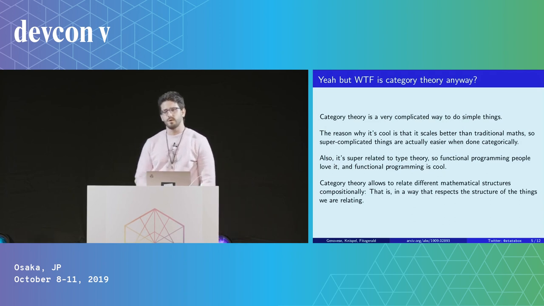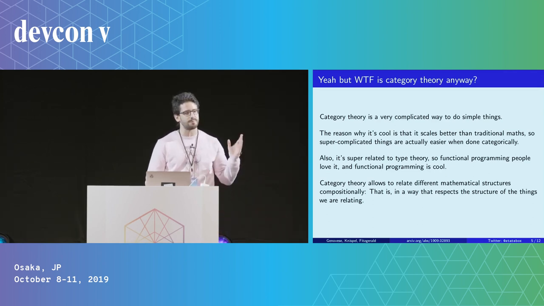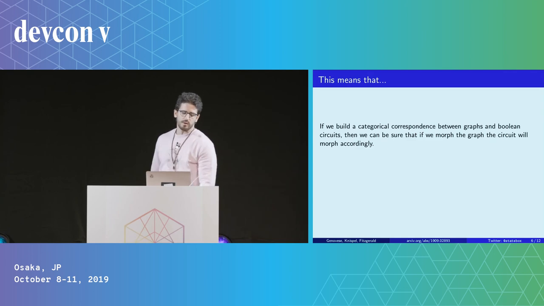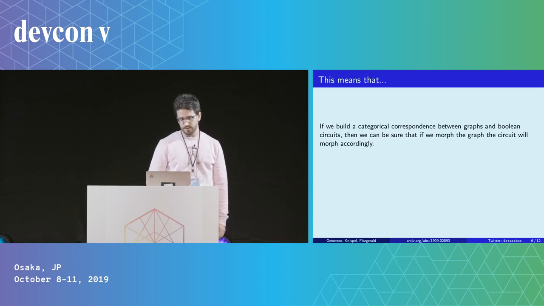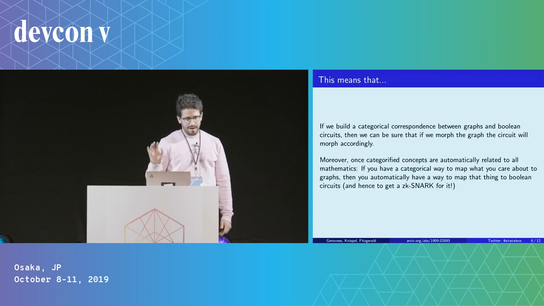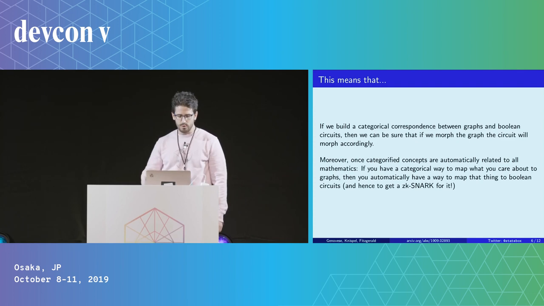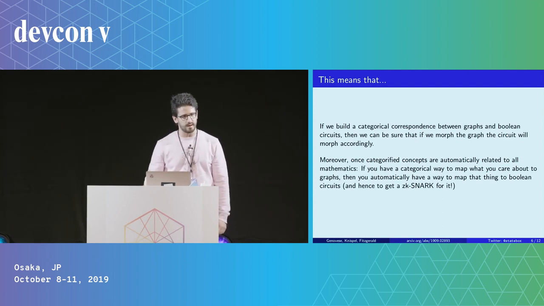The idea is that in category theory, you can relate different mathematical structures. Everything is formally interconnected in a way that respects the structures of the things you are connecting. This means that if we build a categorical correspondence between graphs and Boolean circuits, then we can be sure that if we morph the graph, the circuit will morph accordingly. And moreover, once you categorify a concept, you automatically connect it to the whole of mathematics. This basically means that if you have a categorical correspondence between whatever you like and graphs, then you will be able to pipe this correspondence inside the thing we are doing and get zkSNARKs out of it automatically.